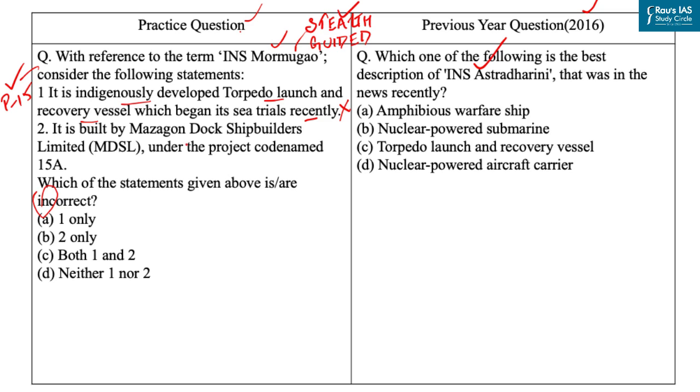Now let's come to the second statement. It is built by Mazagon Dock Shipbuilders Limited under the project code named 15A. Now, as these vessels are indeed built by Mazagon Dock Shipbuilders Limited, this information is correct. But these are built under the project code named 15B and not 15A. The four ships of project 15B are to be named after four major cities around the country. The first is Visakhapatnam, then Mormugao, then Imphal, and the last one is Surat. So our second statement is also incorrect. So here our correct answer is C, both 1 and 2. The answer of this PYQ is option C.